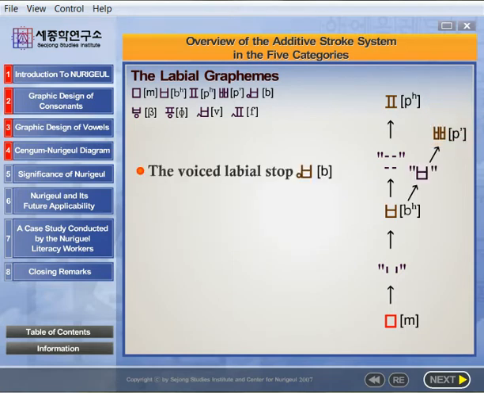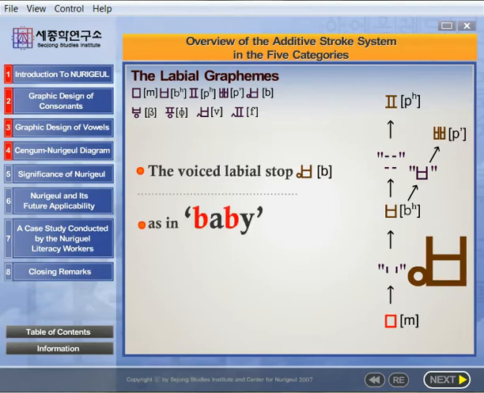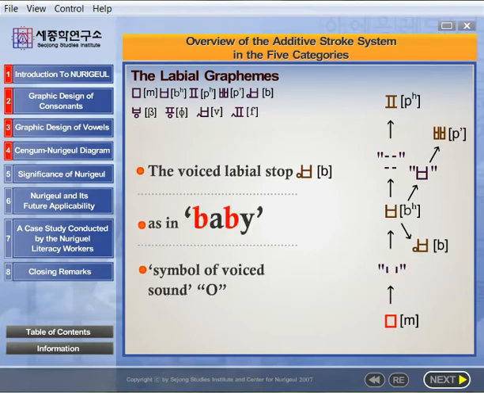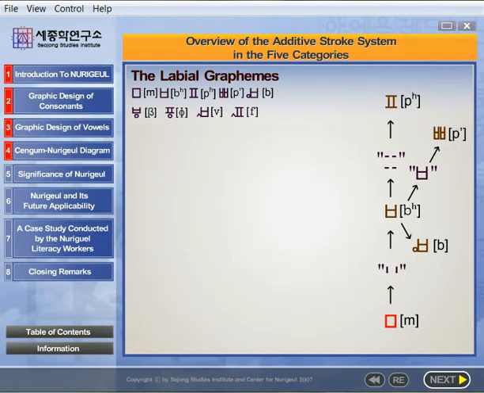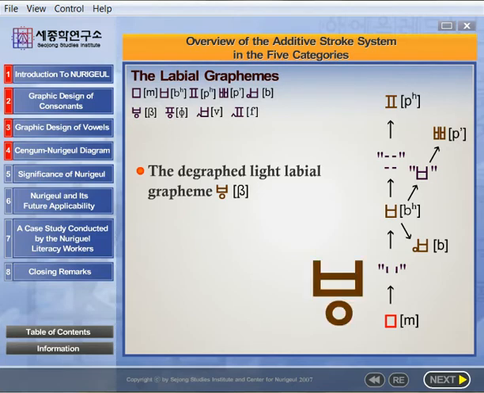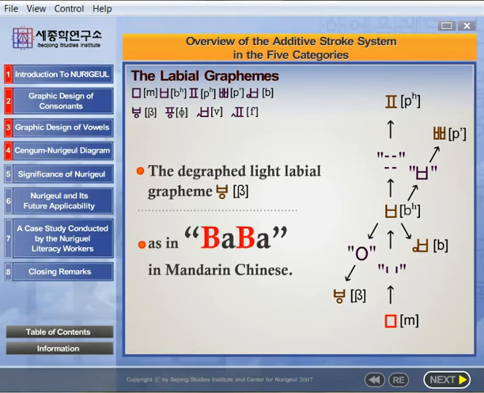The voiced labial stop, B, as in baby, is formed by adding a symbol of voiced sound to the lower left corner of the grapheme. The degraphed light labial grapheme V is formed by adding the symbol of voiced sound below the labial grapheme. The sound is as in Baba, meaning father, in Mandarin Chinese.